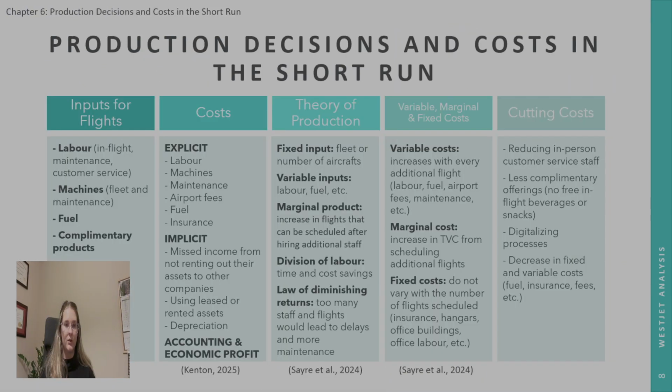In this slide, I'll review the production decisions and costs in the short run for WestJet. They have their explicit costs, which are labor, aircraft maintenance, and fuel, but there are also implicit costs, such as their missed income from not renting out their assets to other companies. If they have aircraft sitting around that are not being used, they could be making a profit by leasing them or renting them out to other companies.